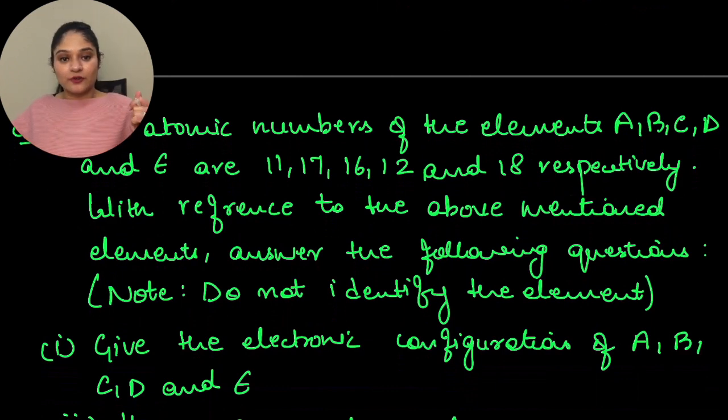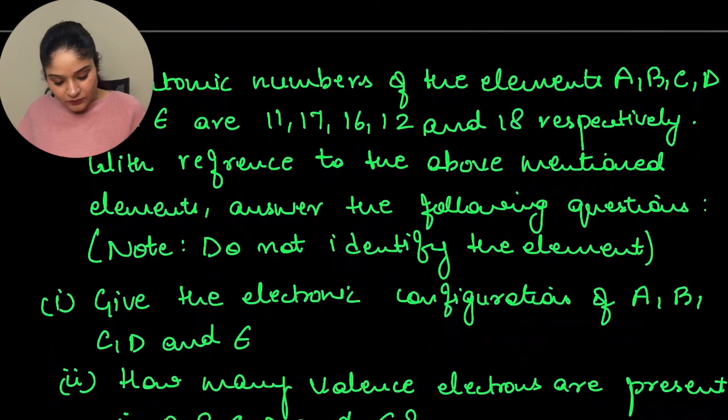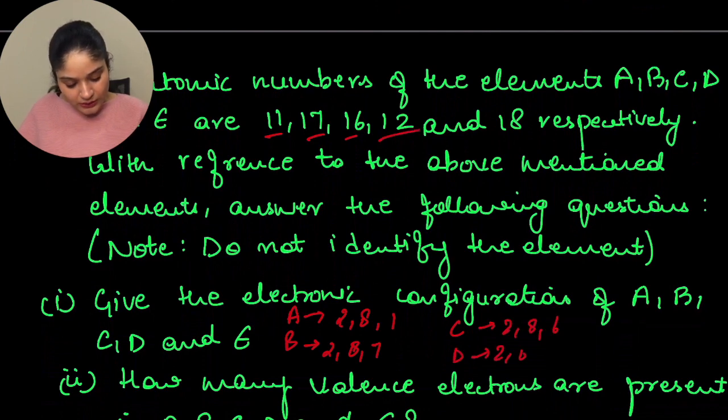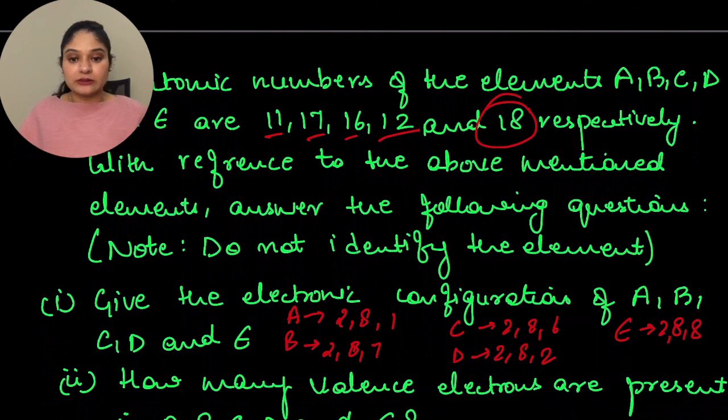So let's get started with the first one. When you have 11, that will be A, so 2, 8, 1. B is 17, so 2, 8, 7. Then you have C, that is 16, so 2, 8, 6. Then D is 12, so 2, 8, 2. And then E is 18, so 2, 8, 8. This is the first part, writing the electronic configuration of A, B, C, D and E.